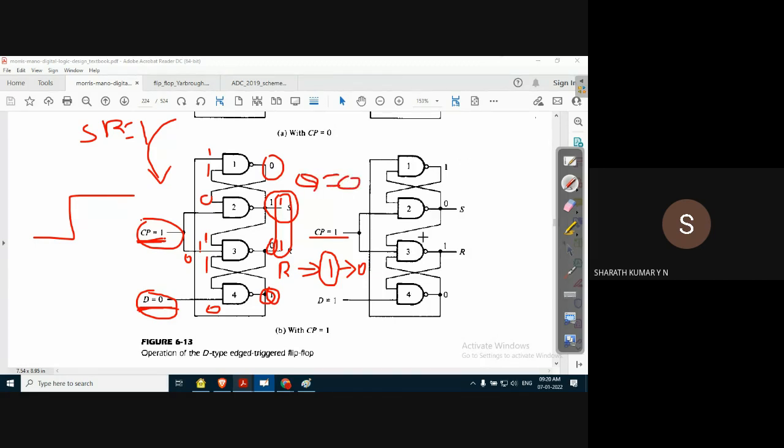Okay. Now let us analyze the second stage where D will change its state from 0 to 1. But still the clock is in the 1 condition. When the clock is high and D changes, how does the output change? Let us understand. In this case D is 1.